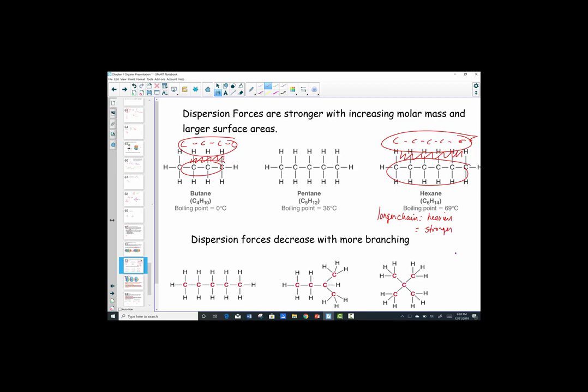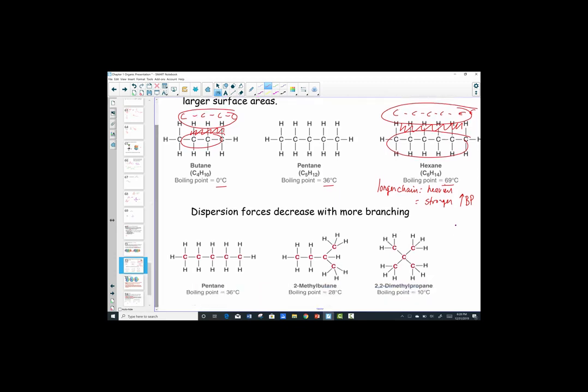The more energy it would take to raise the boiling point, right? Boiling points are affected by dispersion forces, meaning the heavier the molecule, the longer the molecule, the more energy it's going to take to force that liquid to turn to gas. So you can see increasing the molar mass, increasing the surface area has increased the boiling point.